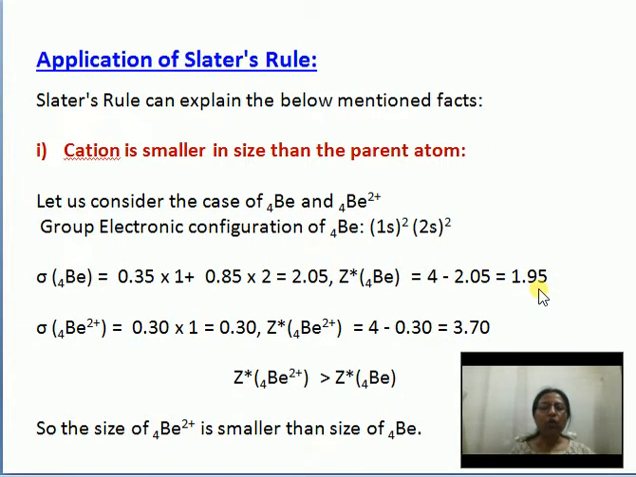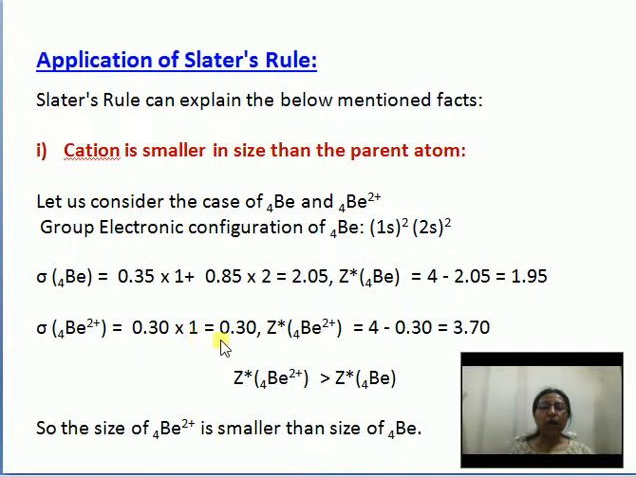Then look at here. So here you have the sigma value for beryllium 2+, and you see here the value will be 0.30 into 1, as after the ionization the group electronic configuration will be only 1s2, and for the 1s electrons you know that we consider the value as 0.30.